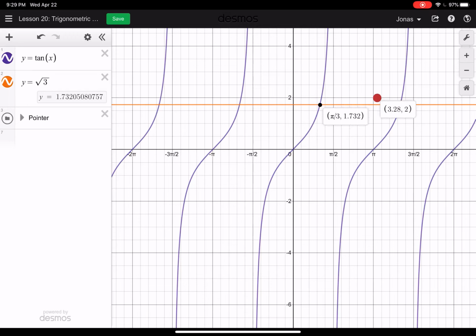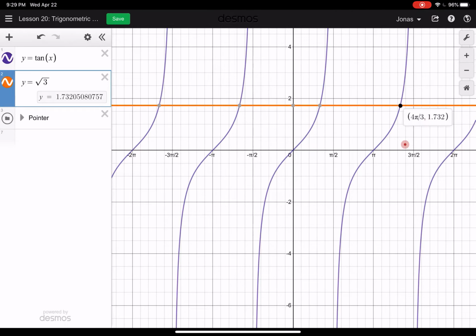If we move up to the next place where it attains the same value, that distance is going to be pi. And so we can find this x-coordinate by taking this x-coordinate, pi over 3, and adding pi to it. So this is pi plus pi over 3. And if I just activate this and grab the intersection, you'll see that it's listed as 4 pi over 3. 4 pi over 3 is exactly what you get if you take pi over 3 and add pi. You get a common denominator and add them together, and you get 4 pi over 3.